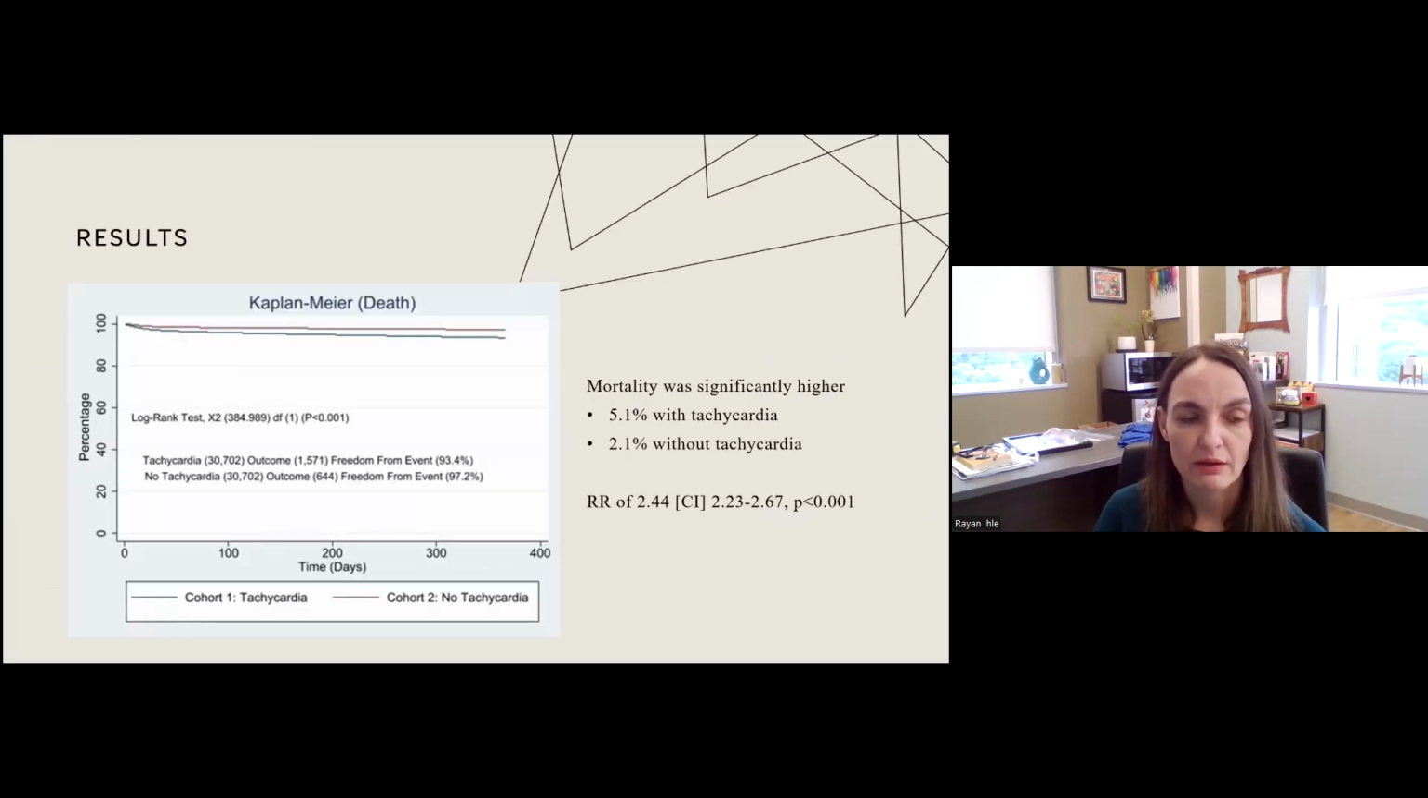When looking at mortality, we looked at Kaplan-Meier curves to determine the significance of tachycardia versus no tachycardia. And mortality was significantly higher, with a relative risk of 2.4, having a 5% mortality with tachycardia developing 3 to 4 months after initial infection. And that mortality, again, is at 1 year. If you did not develop significant tachycardia with post-COVID syndrome, your mortality was only 2.1%.